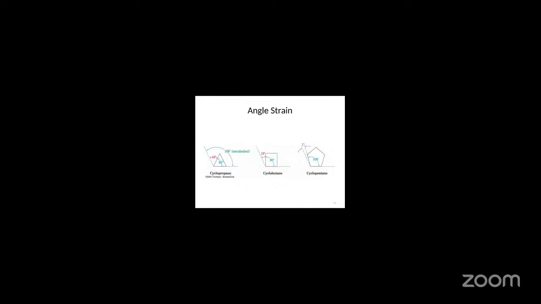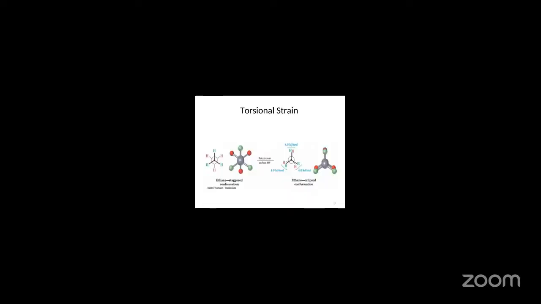And now we're going to talk about torsional strain. In torsional strain, we talk about staggered and eclipsed. Staggered is when they are far apart, while eclipsed is when they are close together. You can see an example of ethane. Now, ethane is made up of two carbons, the first carbon and the second carbon.